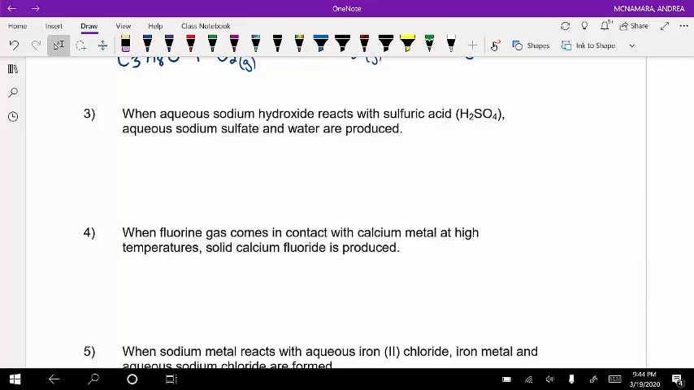When aqueous sodium hydroxide reacts with sulfuric acid. So here we have sodium, again, Na plus, hydroxide, hydrogen and oxygen, polyatomic ion, OH minus. So sodium hydroxide, the charges balance out, and it is aqueous. It is reacting with sulfuric acid.